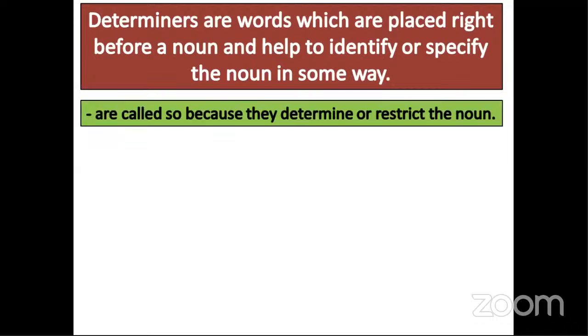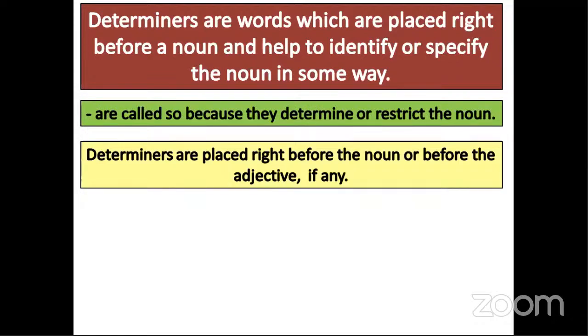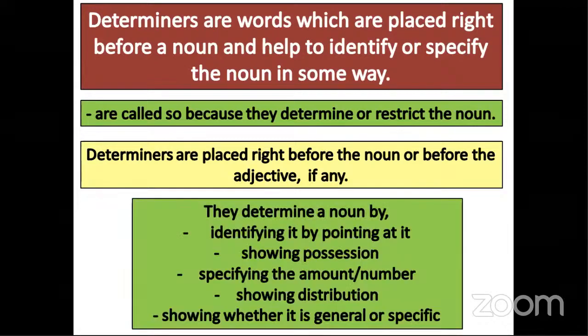And why are they called determiners? Because they will restrict the noun. And we also understood this: determiners are placed right before the noun, or before the adjective if there is any adjective. And how do they determine a noun? They determine a noun by identifying it, by pointing at it, by showing possession, by specifying the amount or the number, by showing distribution, or by showing whether it is general or specific.